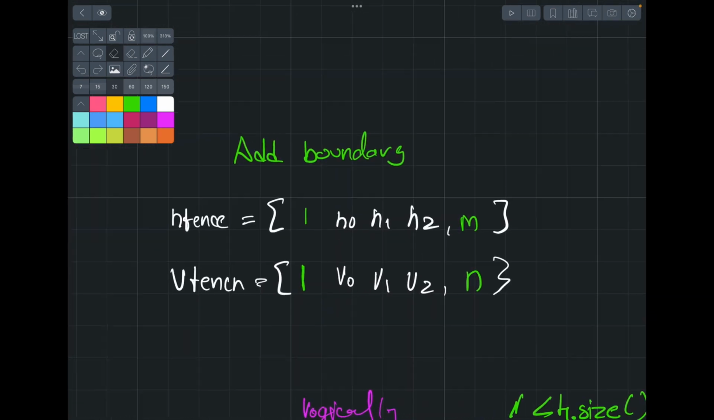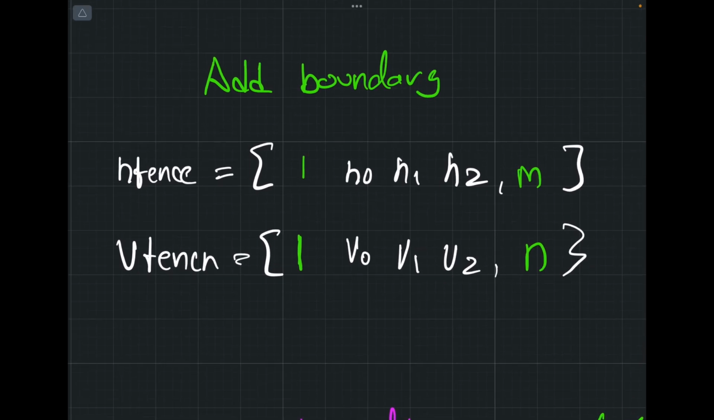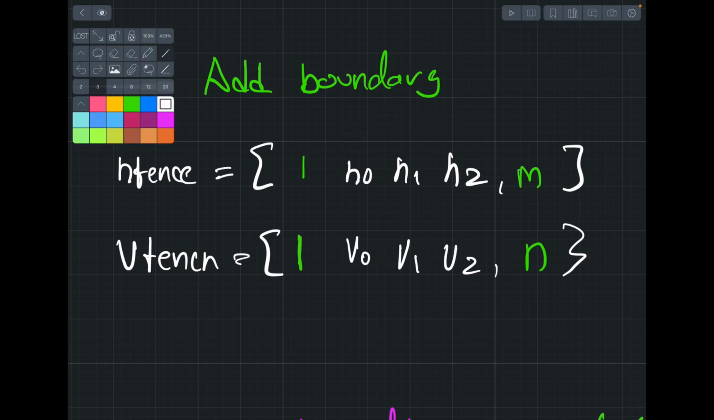Suppose we have hFence and vFence, and we have added the boundary. How will our answer look? See, suppose the difference between h0 and h2 also exists between v1 and this one. Then there is a common side. Suppose this is A, this is A, then the horizontal gap is also A and the vertical gap is also A, so it will form a square. Else, if it is not equal, it will be different and it will not be a square.